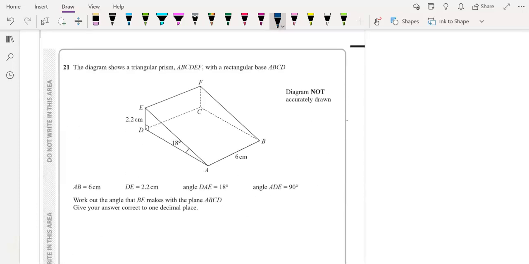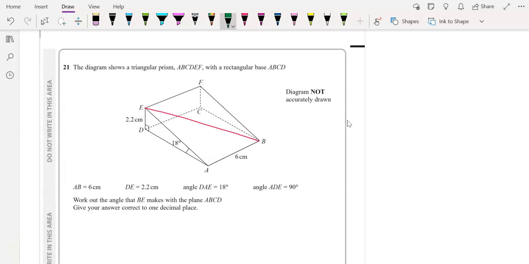The diagram shows a triangular prism ABCDEF with a rectangular base ABCD. AB is 6, DE is 2.2, angle DAE is 18, angle ADE is 90. Work out the angle between BE and the plane ABC. Basically, you want to find the angle between BE and the base ABCD.